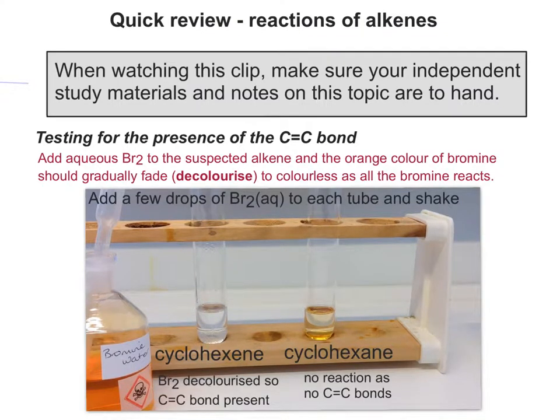So you can see quite clearly in the case of cyclohexene, the bromine has been decolorized, so the carbon-carbon double bond must be present. In the case of cyclohexane, there's no reaction, the color remains because there are no carbon-carbon double bonds present in the cyclohexane molecule. So this could be put to use, this particular test.